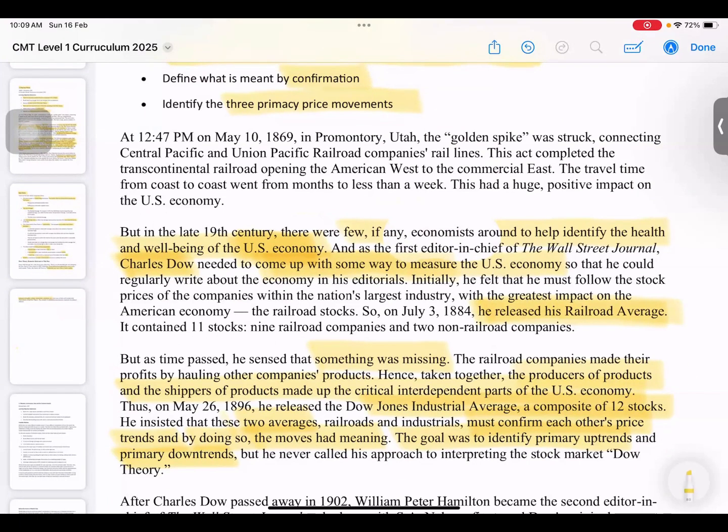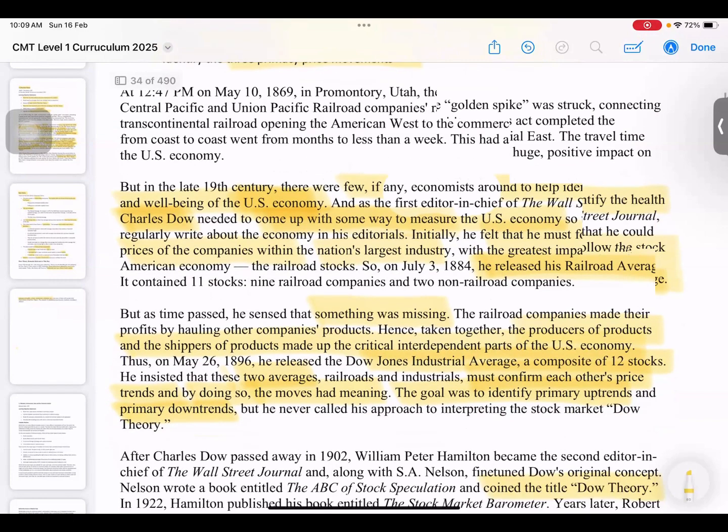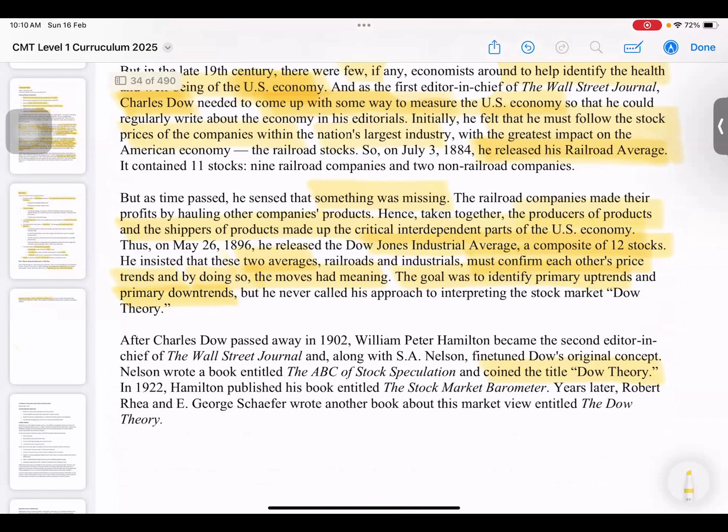Okay, he felt that he must follow the stock prices of the companies within the nation's largest industry. At that point in time, the largest industry was railroads. But as time passed, he sensed that something was missing. The railroad companies made their profits by hauling other companies' products. Hence, the producers of the products are also as important as the companies transporting these products. And that is how the Dow Jones Industrial came into existence.